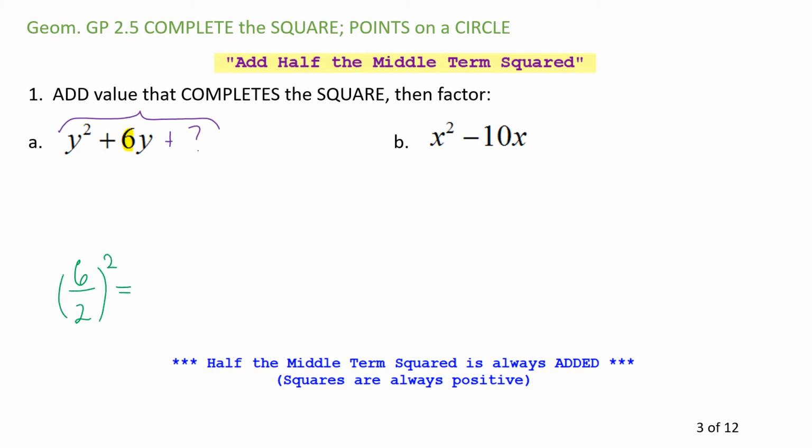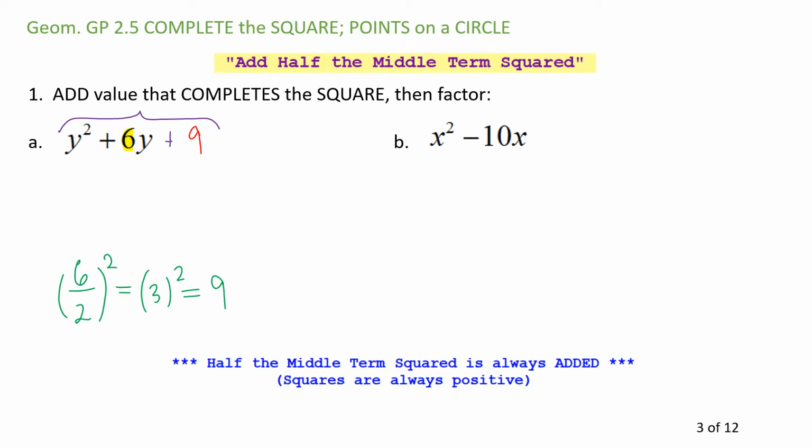Make sure you put it in parentheses. That's 3 squared, which is 9. The number that completes the square is 9. So the number that goes here is 9.